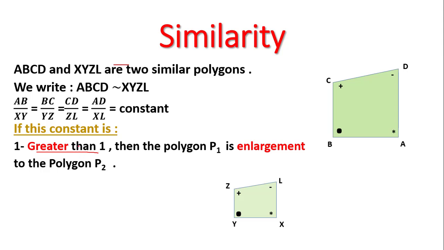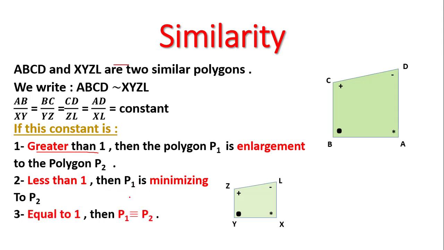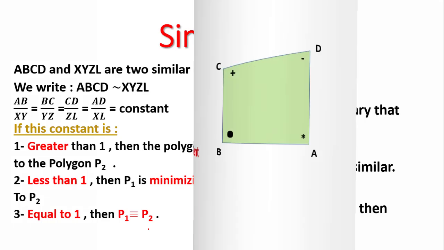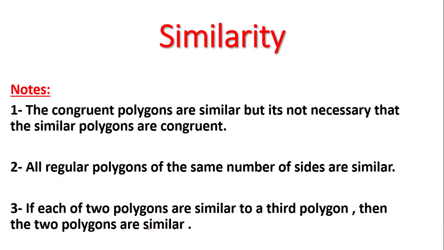If this drawing scale or the ratio between sides is greater than 1, it means that polygon 1 is an enlargement of polygon 2. If it's less than 1, it means that polygon P1 is a minimization of polygon P2. And if it's equal to 1, it means the corresponding side lengths are equal, so the two polygons are congruent. Okay, so if it's greater than 1, enlargement; less than 1, minimizing; and equal to 1, they are congruent.